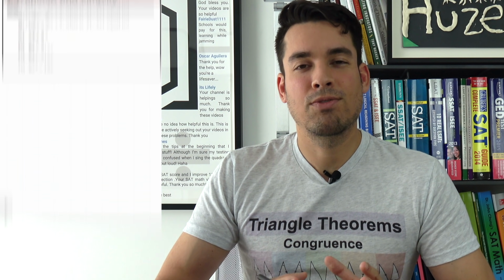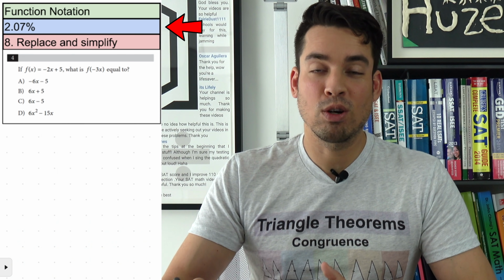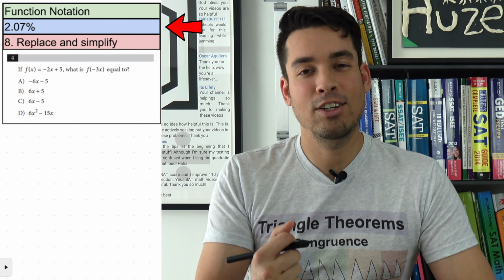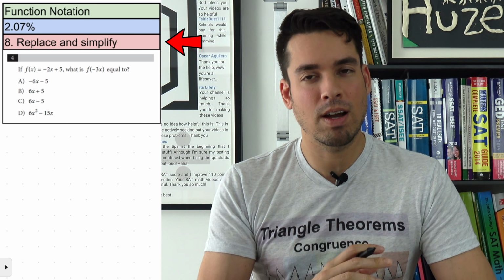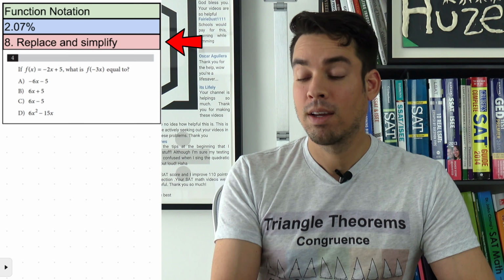The next category is function notation, which constitutes 2.07% of the material. And here the tip is replace and simplify. Very short, brief, concise tip, but it really works.